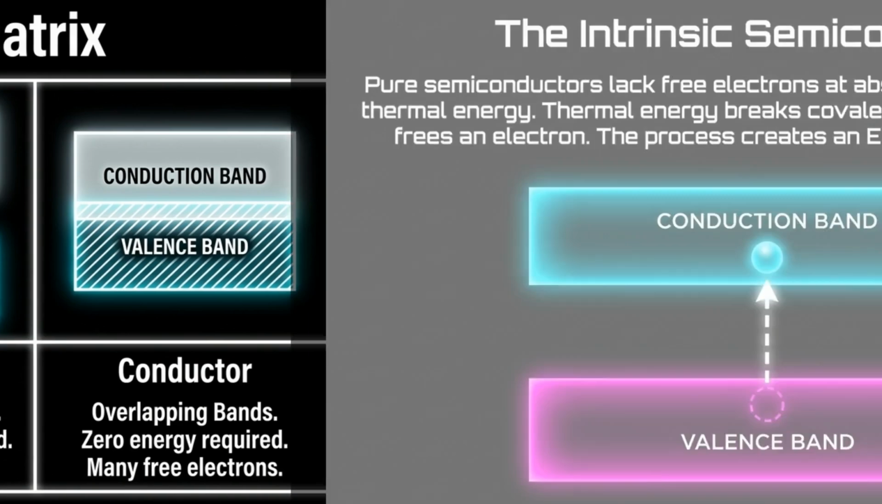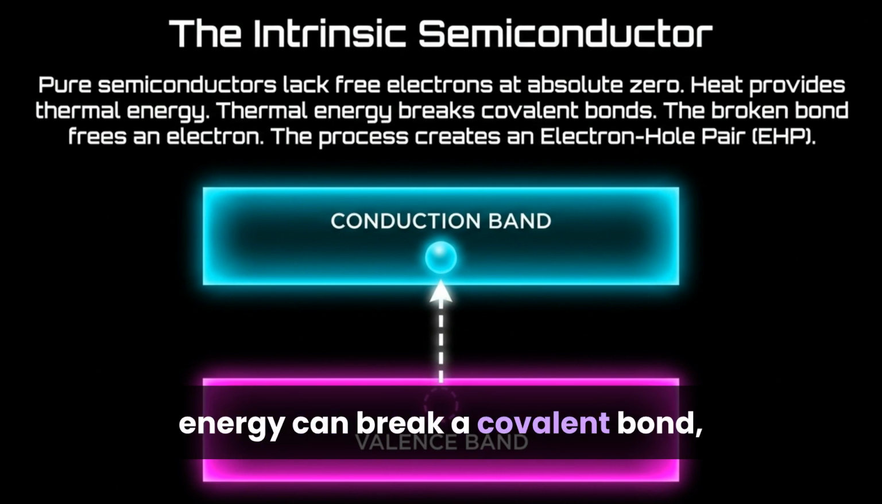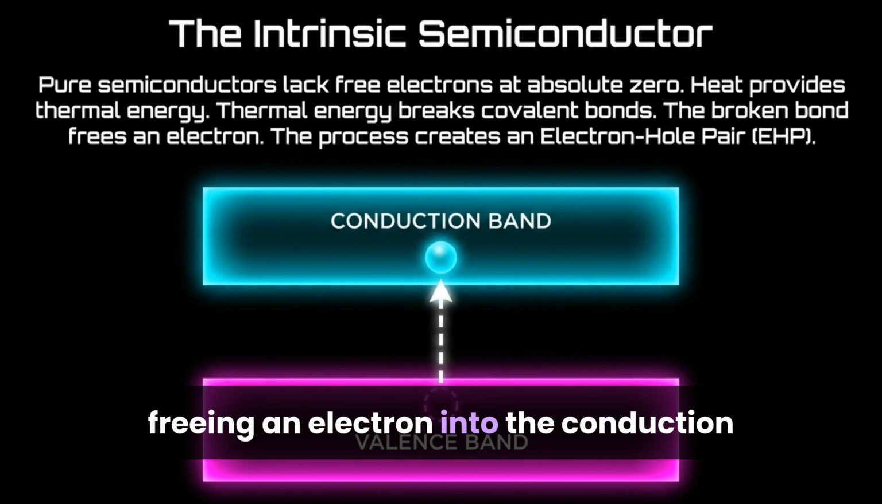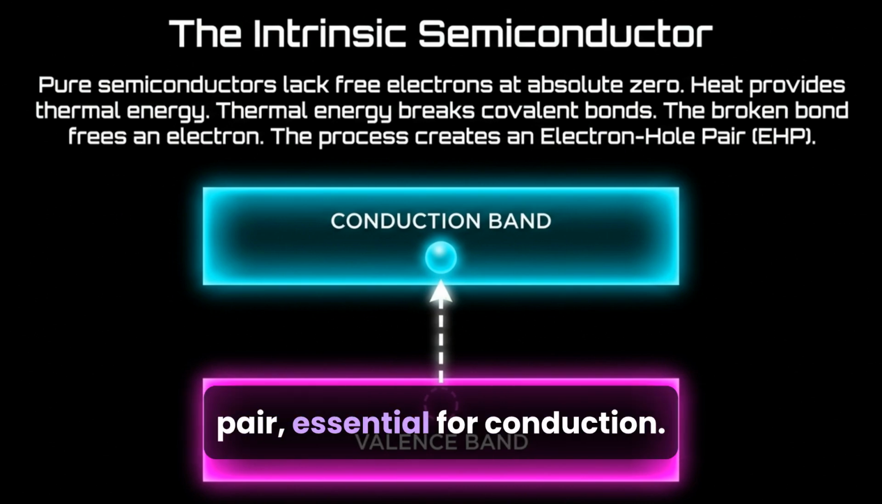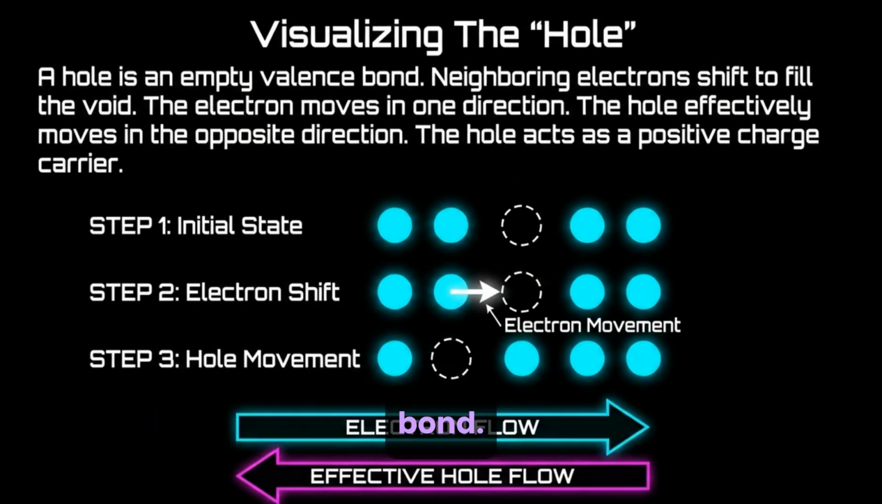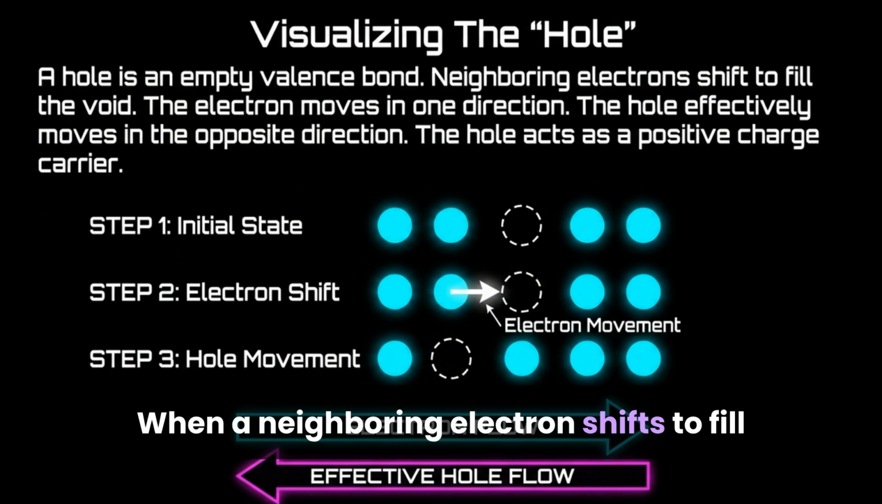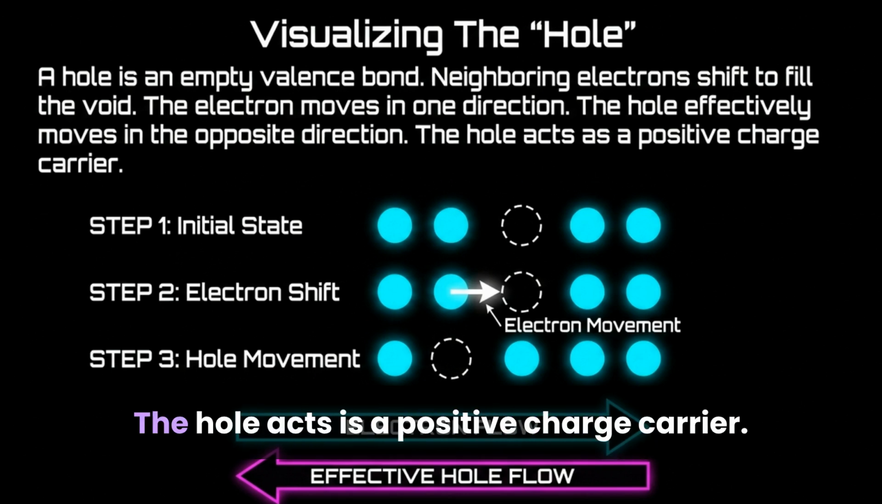to free electrons. In an intrinsic semiconductor, thermal energy can break a covalent bond, freeing an electron into the conduction band. This process creates an electron-hole pair, essential for conduction. A hole is a missing electron in a valence bond. When a neighboring electron shifts to fill this void, the hole effectively moves in the opposite direction. The hole acts as a positive charge carrier.